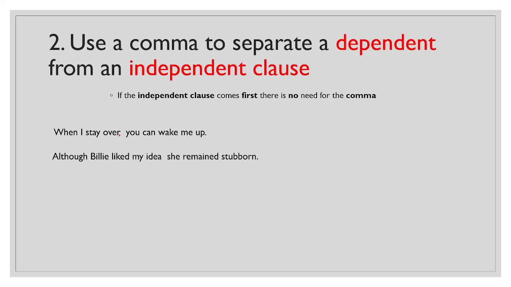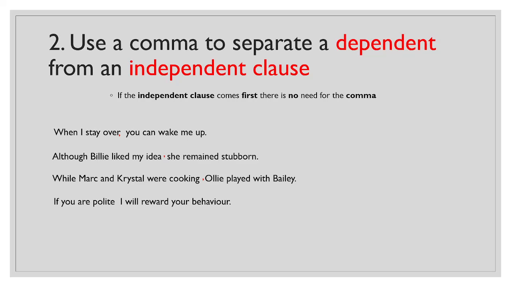Although Billy liked my idea, she remained stubborn. So she remained stubborn makes sense on its own, but although Billy liked my idea, there's something missing. Although she liked it, what else do we need to know? While Mark and Crystal were cooking, Ollie played with Bailey. Ollie played with Bailey. What was happening whilst they were cooking? That's not given to us, so we need the dependent clause to follow with a comma. If you are polite, I will reward your behaviour. When you complete your classwork, I'll let you out for break.